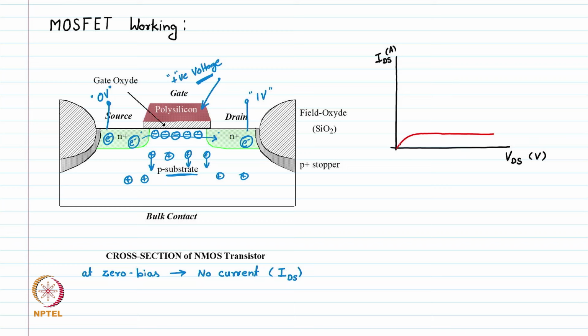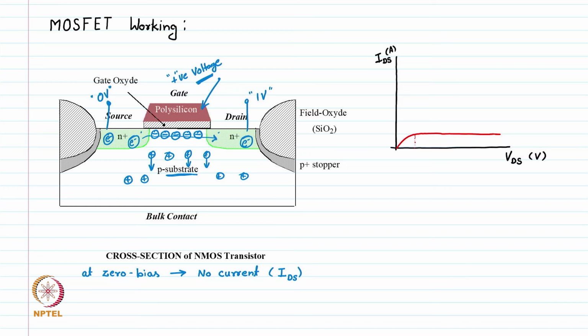Initially the current increases because when we increase the voltage, there are so many carriers which will rush from source to drain. However, at a certain point, which is called the saturation point, there are no more charge carriers under the gate which can respond to this high VDS. So the current is going to saturate. So this is called the saturation region.